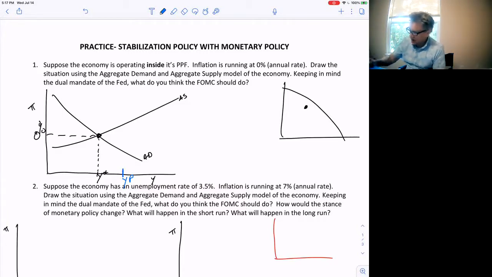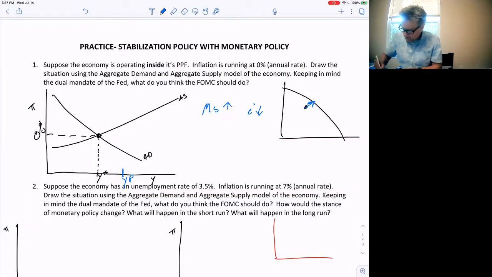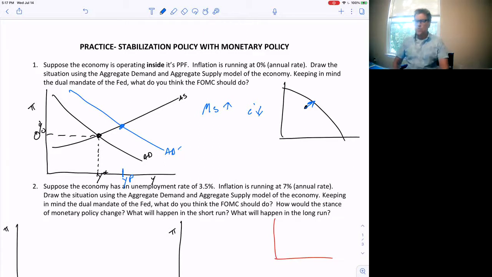Well, we want to move the economy out towards the edge of the PPF. We want to stimulate aggregate demand. And the way for the Fed to do it would be to increase the money supply, which would lower interest rates, and that would increase aggregate demand. So the aggregate demand curve is going to shift to the right. The new equilibrium will be closer to potential, maybe at potential. And it looks like on this model, the inflation rate will rise also.